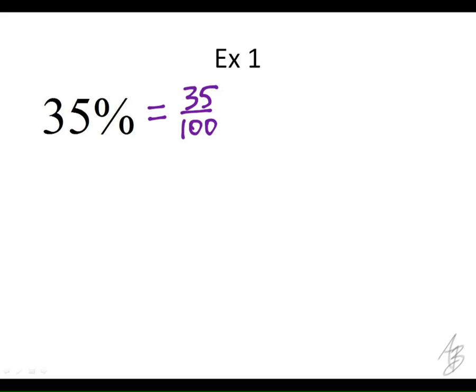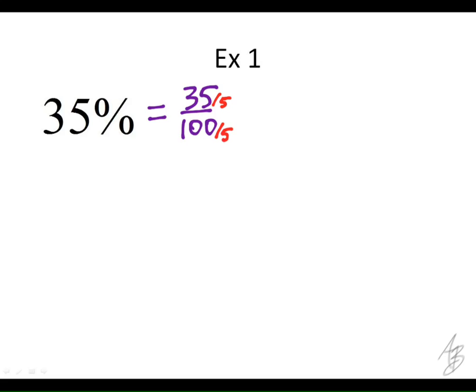Got to reduce. Okay, the only prime numbers that go into 100 are 2 and 5. So if you can't reduce by 2 and you can't reduce by 5, you don't have to reduce at all. Can I reduce by either one of those numbers here? Yes, 5 goes into both of them.